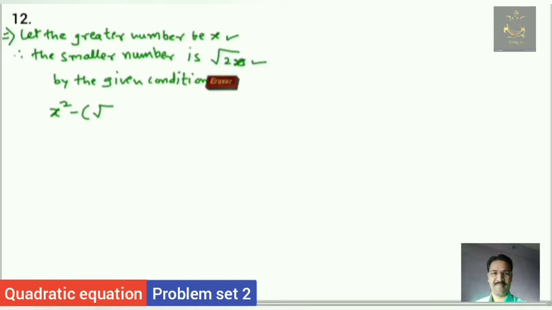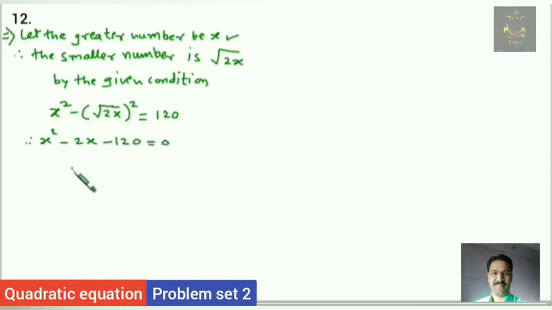Just write x here, root 2x. And here the difference of squares of these two is 120. Okay, friends, now we have to simplify. See here first, what can you write now? Just try to simplify. X square minus the square of this one means only 2x. Okay, I'll write this 120 to this side, equal to 0.